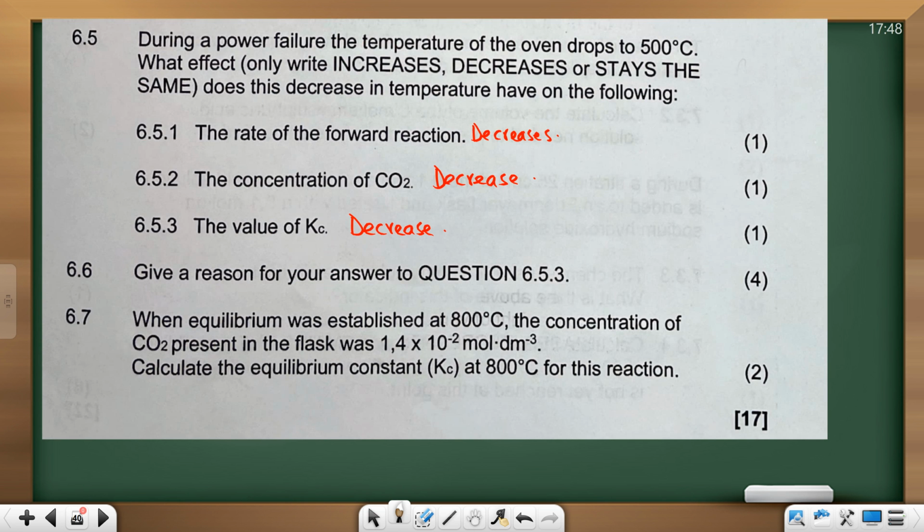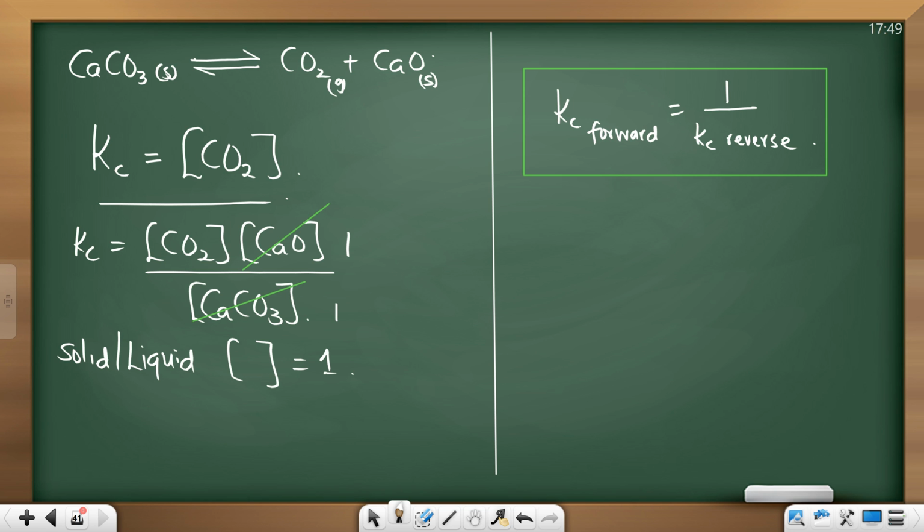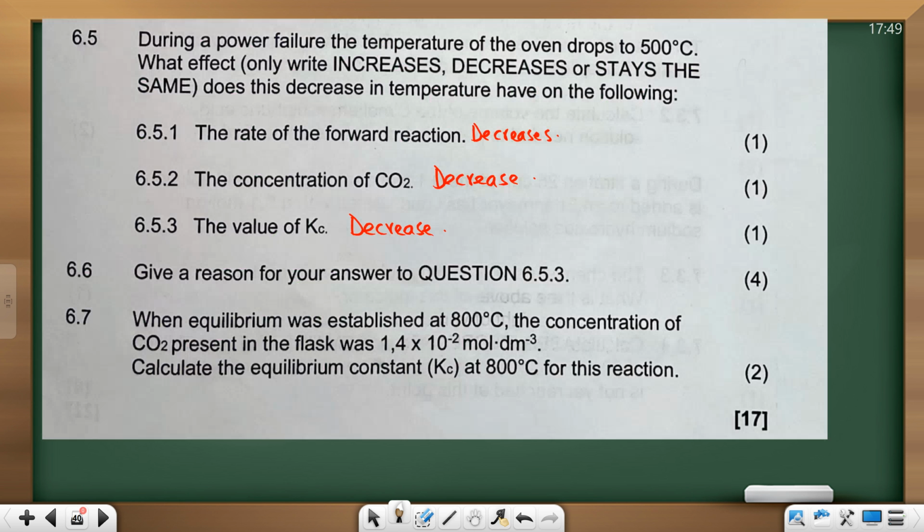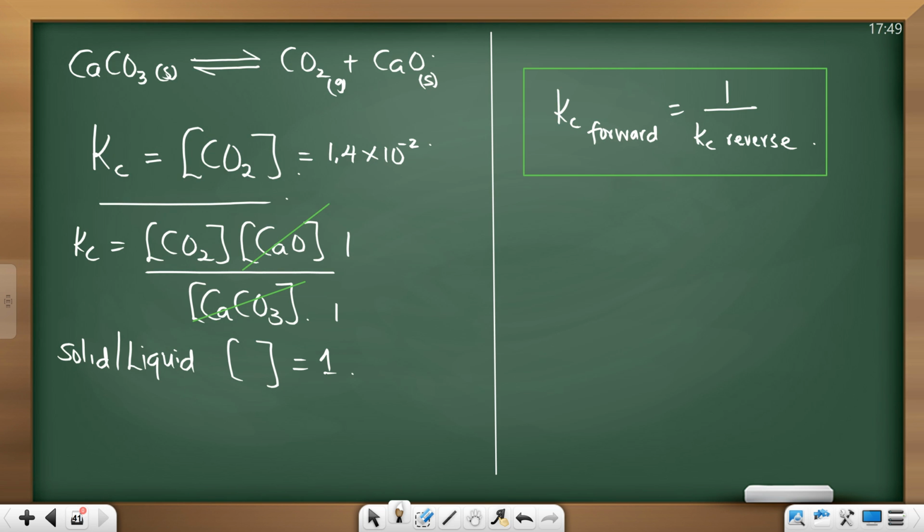All right. Can we answer? When equilibrium is established at 800, the concentration of CO2 in the flask is that. Calculate. Are they really serious? What are you calculating? They said the concentration is 1,4 times 10 to the power negative 2, and we already know that Kc is this. What is the concentration? 1,4 times 10 to the power negative 2. Done. I think they want to tempt you to write a unit. There's no unit. Is there a unit? No.